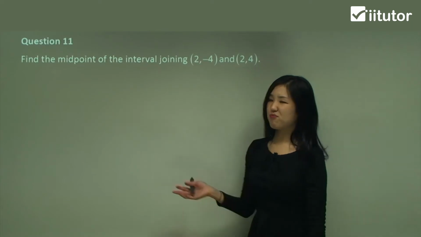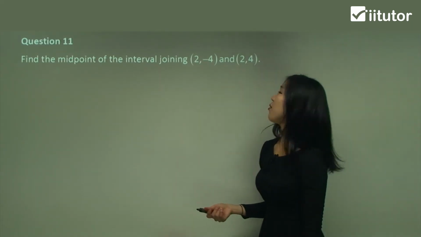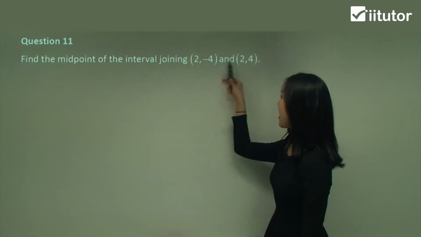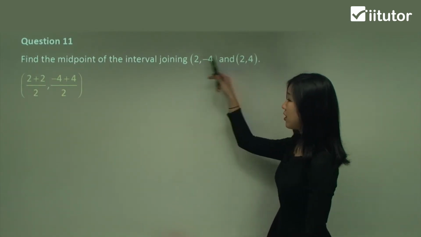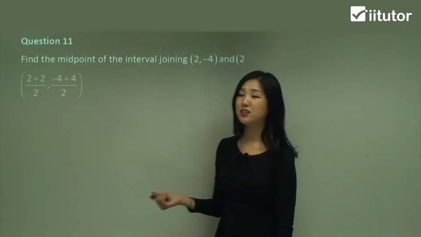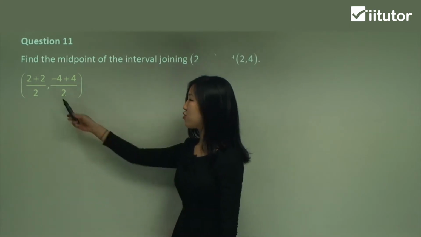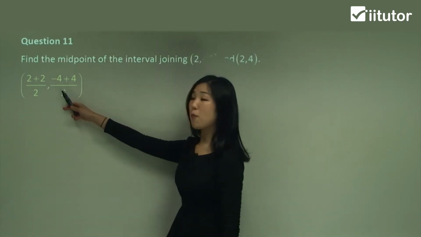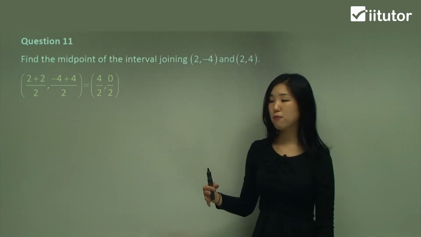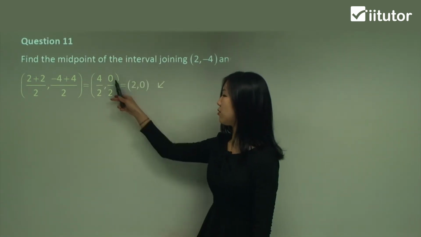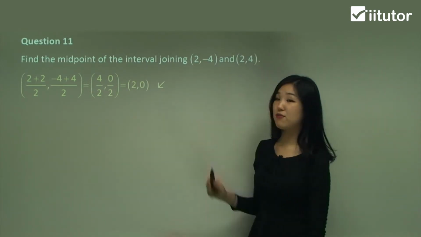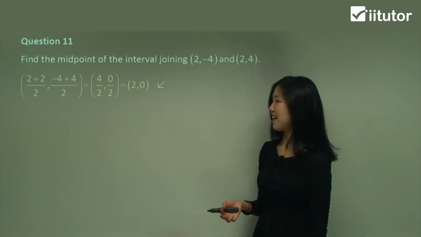Question 11, guys, give it a shot. I want you to have a go at it. All I'm going to do is exactly the same as what I did in the previous 2 questions. Add the x's together, so 2 plus 2 divided by 2, and add the y's together, negative 4 plus 4 divided by 2. Obviously, 2 plus 2 is 4, and negative 4 plus 4 is 0, so 4 and 0 on the numerators. We divide both of them by 2, so 4 divided by 2 is 2, and 0 divided by anything is just 0. So 2, 0 is the midpoint of these 2 particular points. How easy is that? So simple.